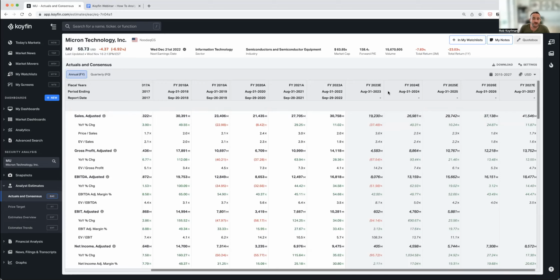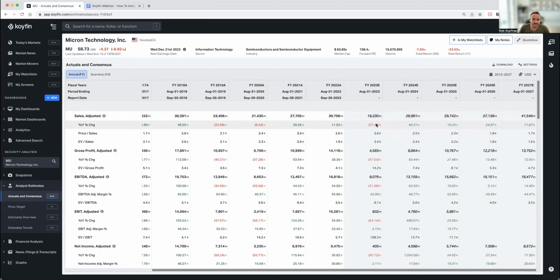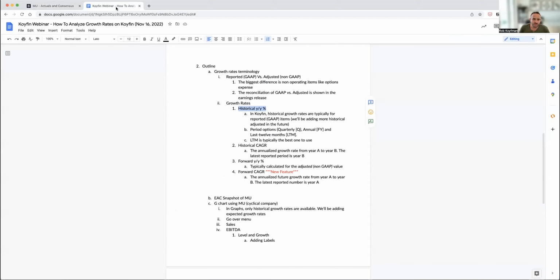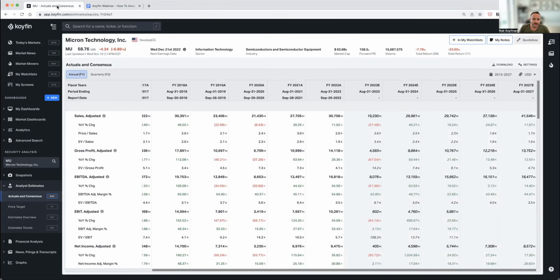So that could be another way to look at the growth. There is not just a forward growth rate, not just, hey, what is the growth rate for 2025, which is 10.2%. It's actually what is the CAGR from 2022 to 2025, which we call the 3-year CAGR. And so that's important to understand.